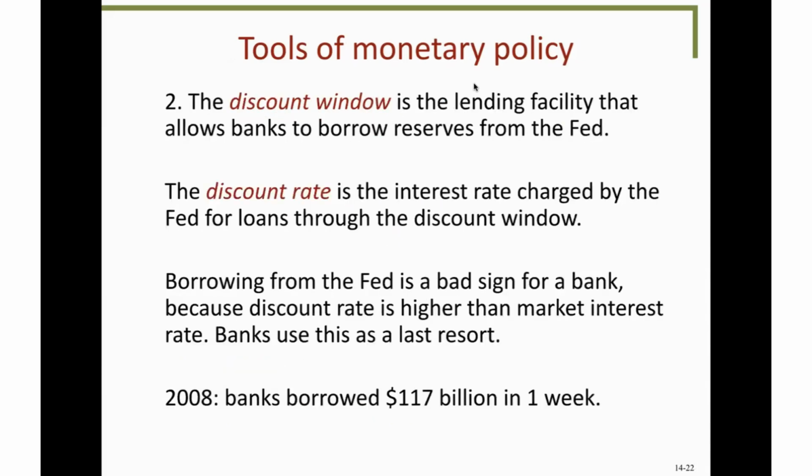The second tool is the discount rate. The discount rate is the interest rate charged by the Federal Reserve for loans through the discount window. The discount window is the lending facility that allows banks to borrow reserves from the Federal Reserve.